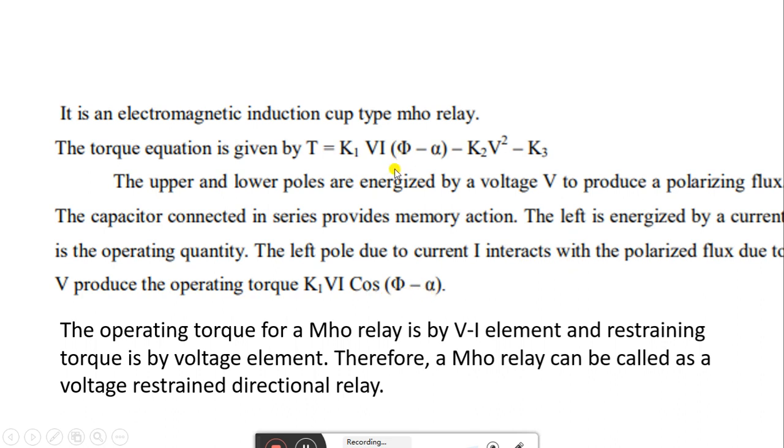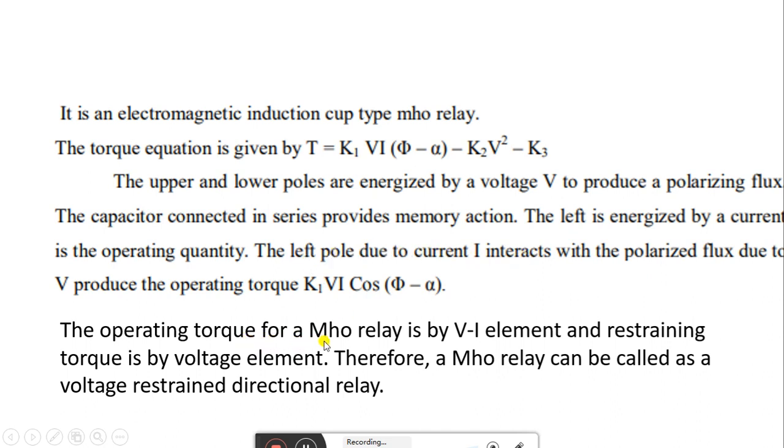So already we have discussed that this is the operating torque, which is having interaction between the current coil and the polarizing coil, which is supplied by the voltage, and this is the phase difference between the voltage and current. However, the restraining coil is supplied by the voltage, so this is written here as K2 V square, and K3 is the spring torque. So the same thing is written here.